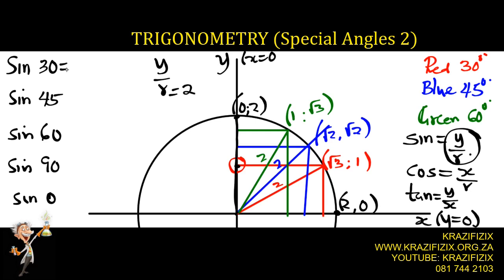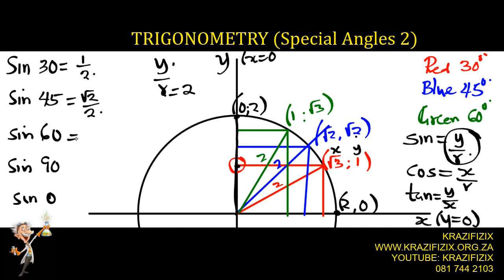Let's go to 30. Remember, we're dealing with the red one. What is my y value? It's 1. Remember, this is x, and that's y. So 1 over, what is my r value? 2, the radius. If you remember in the third video, that's what we got. Sine 45. Again, sine is y over r. What is my y? Root 2. What's my radius? Over 2. Our rationalized value.